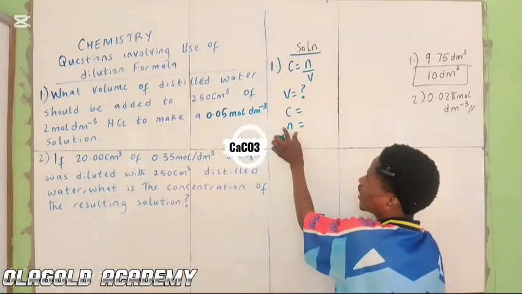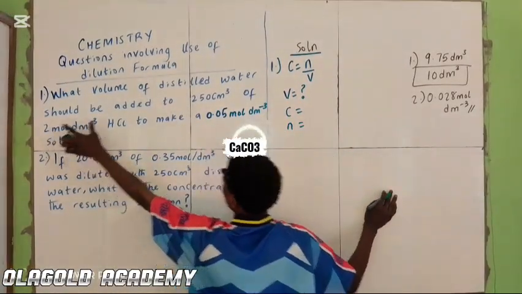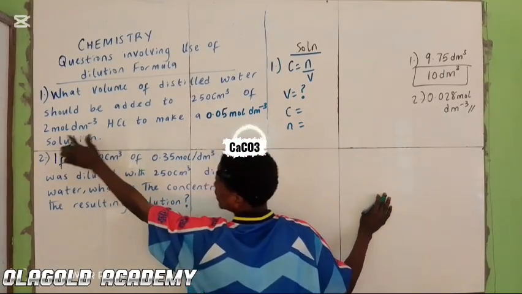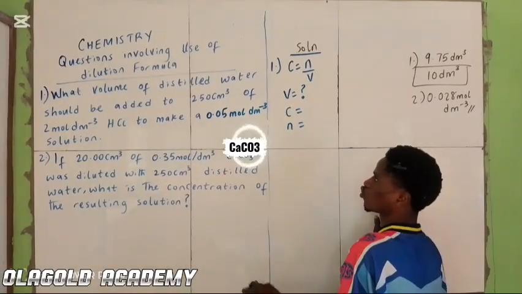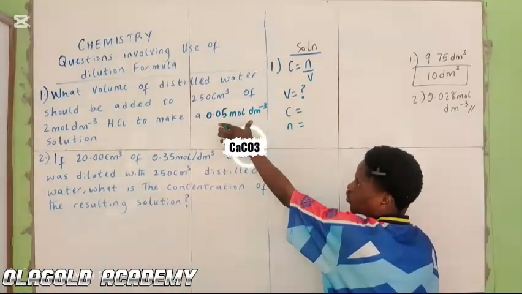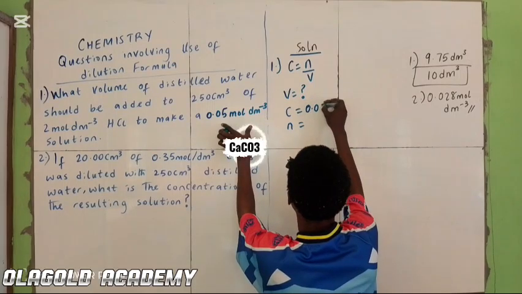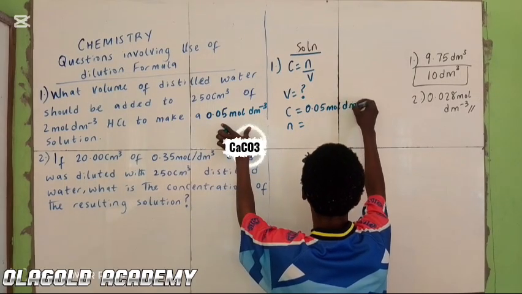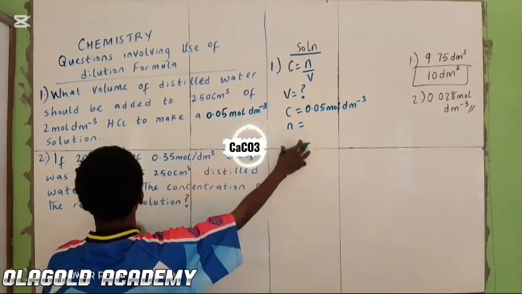Now how do we find mole? We can find mole from this one here. We have 250 cm cube of 2 mole per dm cube HCl. From this one we can find our mole. So this last one becomes our concentration. So our concentration equals 0.05 mole per dm cube. So how do we find our mole?